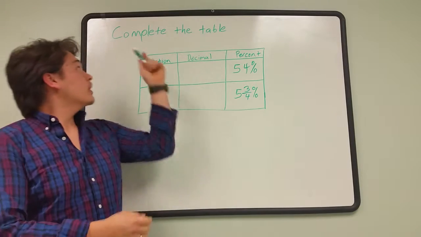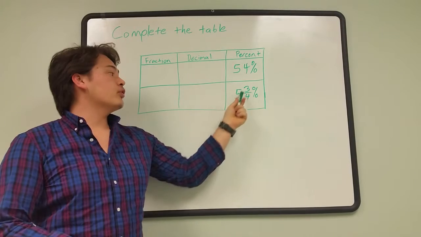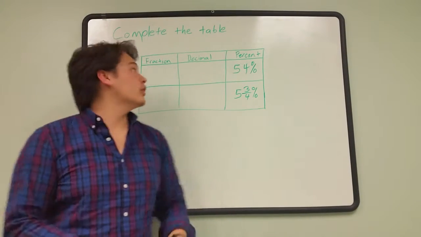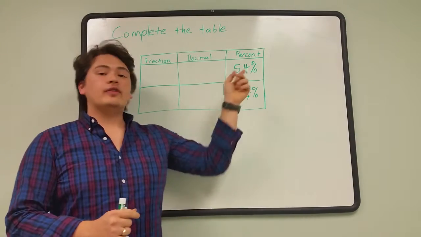This question states, complete the table. We have 54% and 5 3/4%, and we need to convert them into a fraction and a decimal. So let's start off with this 54%.